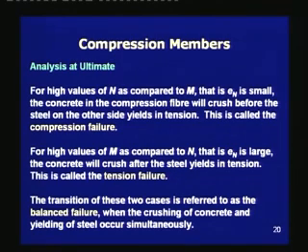The transition of these two cases is referred to as the balanced failure, when the crushing of concrete and the yielding of steel occur simultaneously. Thus, the significance of compression failure is that the concrete is crushing before the steel has a chance to yield, and the tension failure means that the concrete is crushing after the steel has yielded, and the transition between them is called the balanced failure, where the crushing of concrete and the yielding of the steel occur simultaneously.